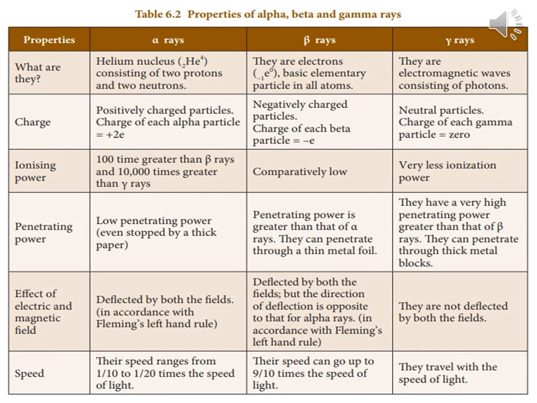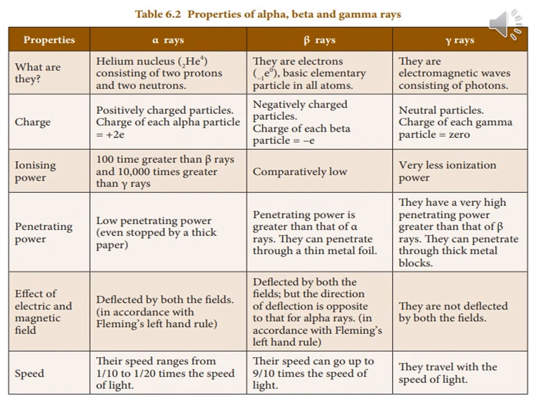The penetrating power of alpha rays is the lowest. They are even stopped by a thick paper. The penetrating power of beta rays is greater than that of alpha rays. They can even penetrate through a thin metal foil, whereas gamma rays have a very high penetrating power, even greater than that of beta rays. They can penetrate through thick metal blocks.